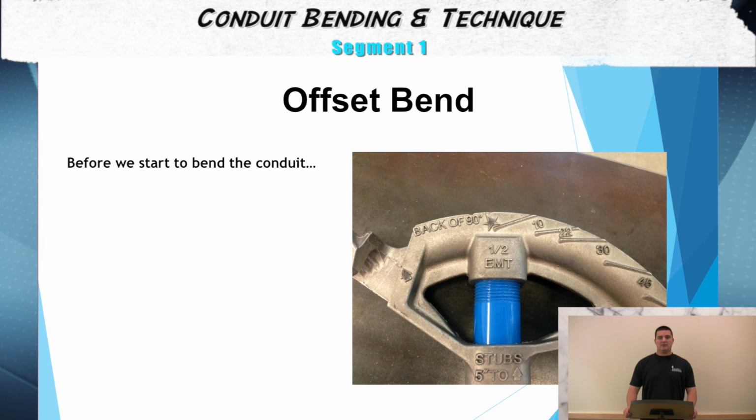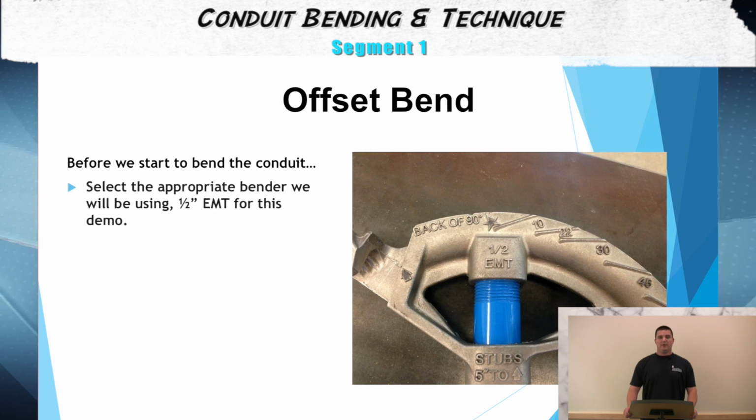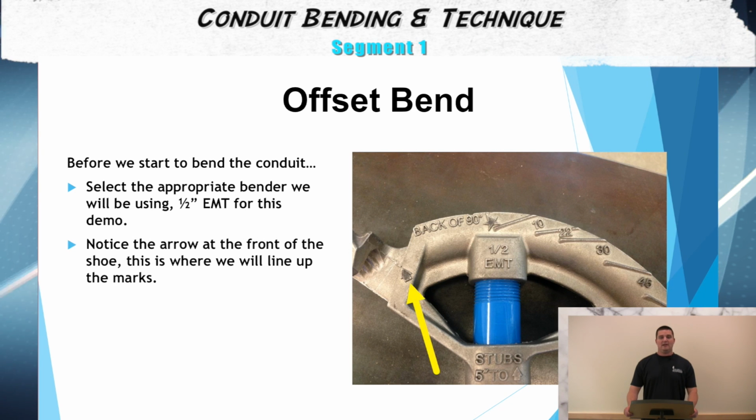Before we start bending, there are steps we need to follow. The first is to select the appropriate bender for the type of conduit we're going to be using. In this demonstration, we'll be using 1/2 inch EMT conduit. As we have our conduit bender selected, we then can lay out the marks. When we lay out the marks on the conduit, be sure to come off of a straight reference edge. Once you have the conduit marked with your A positionings, you can then line it up on the arrow. That's where you're going to need to make the marks as we bend our offset.